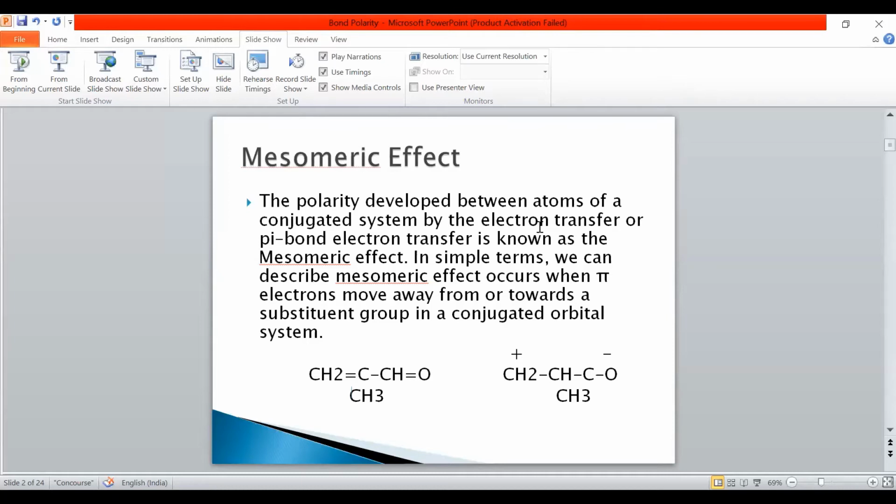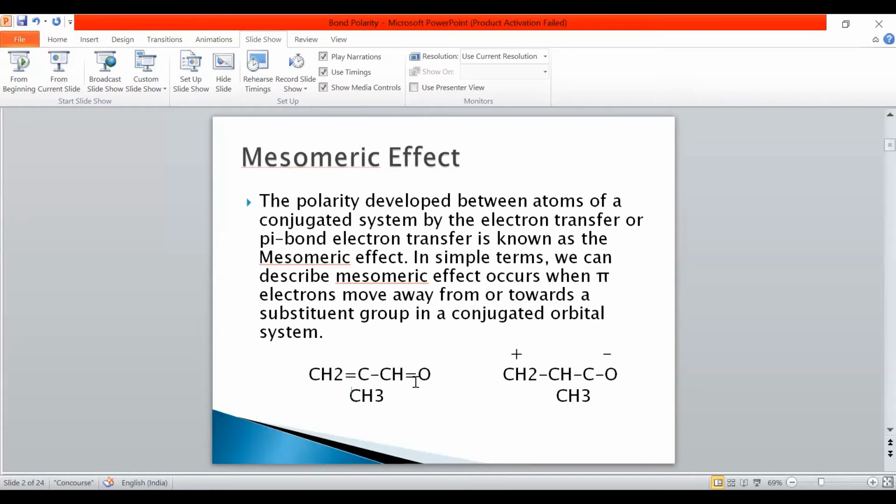The polarity is developed between atoms of a conjugate system. First, we must know what a conjugate system is. When the double bonds are at alternate positions, this is called a conjugate system. Easier: carbon 1, 2, 3, first and third alternate. That is called a conjugate system. These are the effects of conjugation.